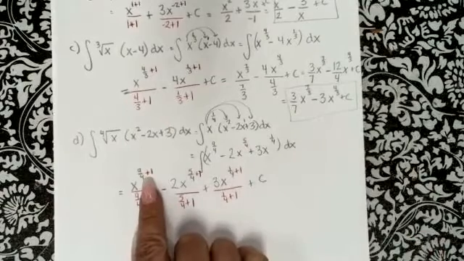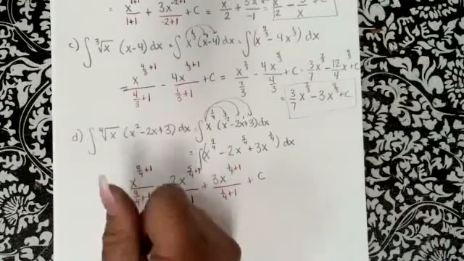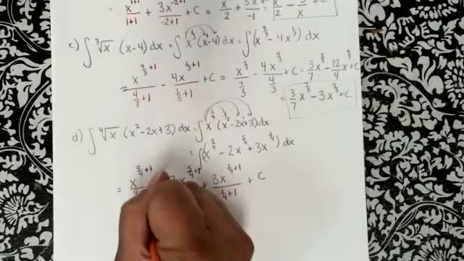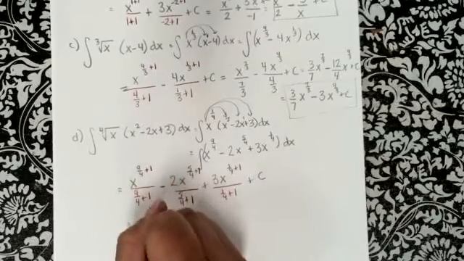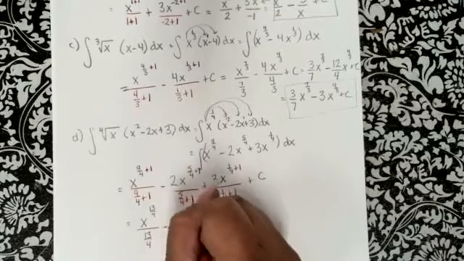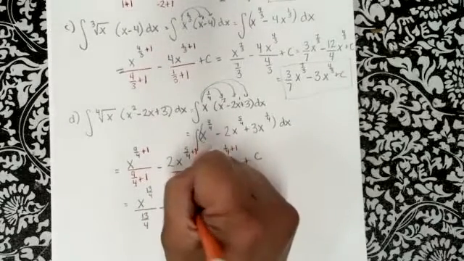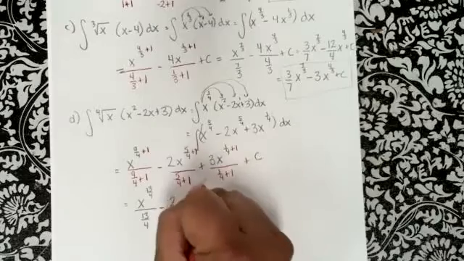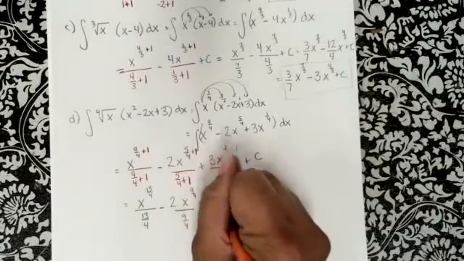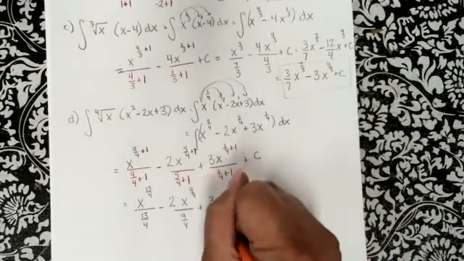I'm going to go and add up my fractions here. 9/4 plus 1, that's 13/4. So this is x raised to the 13/4 divided by 13/4 minus 2x. 5/4 plus 1 is 9/4. 1/4 plus 1 is 5/4.